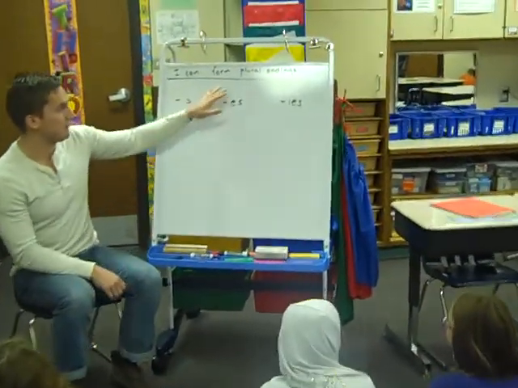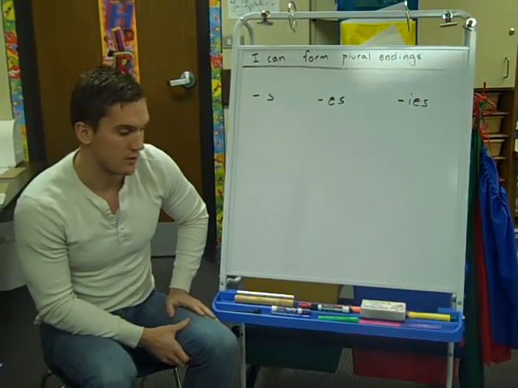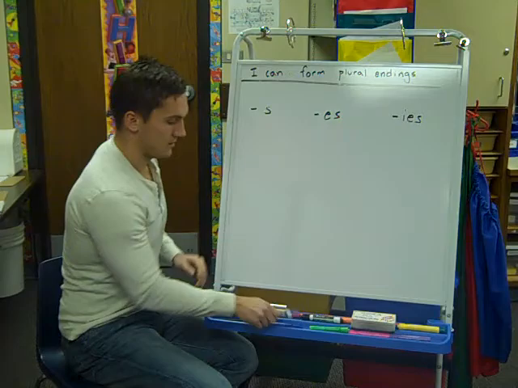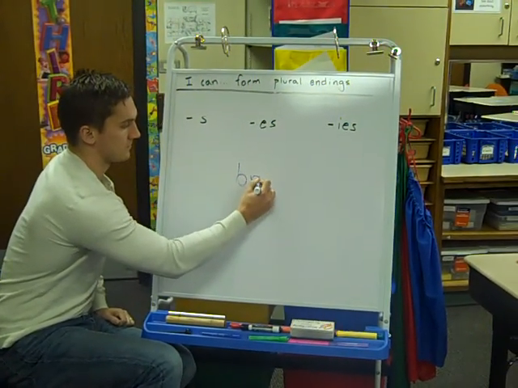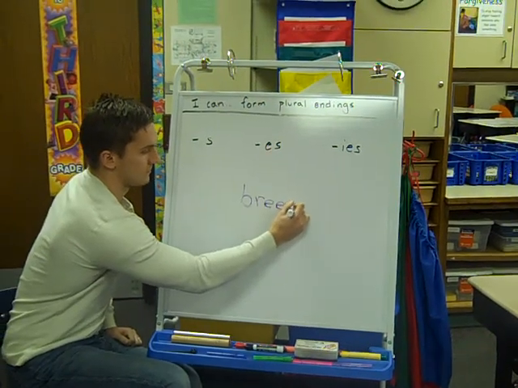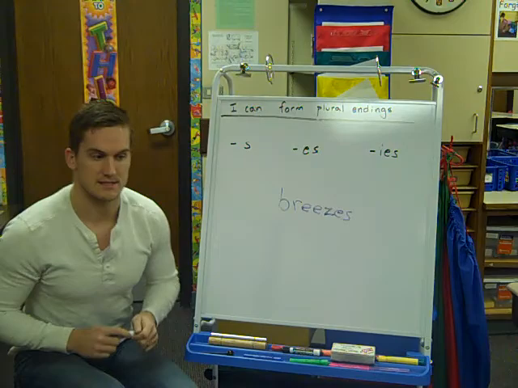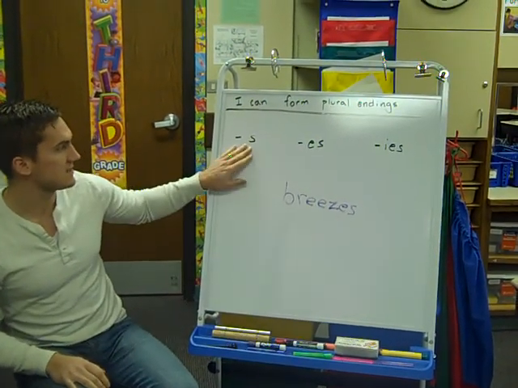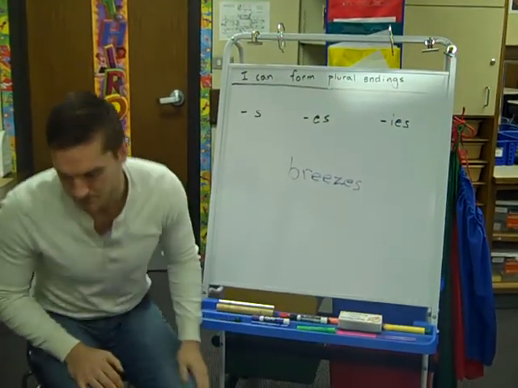Today we're going to be talking about forming plural endings again, and I'm going to write a word up on the board right away, and I want you to sort it into the correct column. Okay? The first word is going to be breezes. Breezes. You can go ahead and sort breezes into either the S column, the ES column, or the IES column.